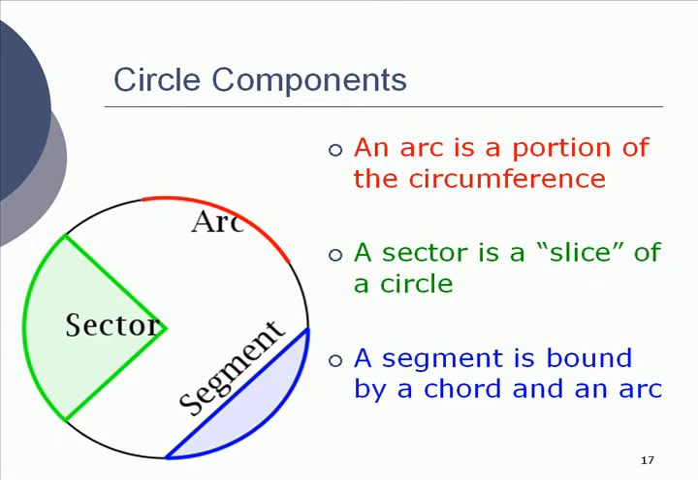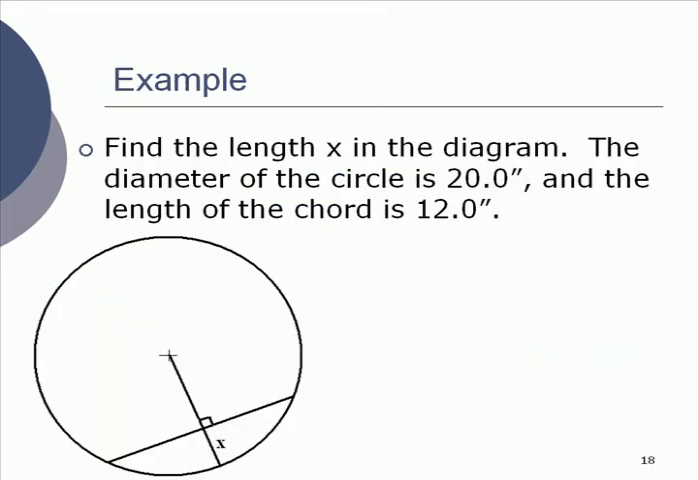Well, let's do another quick example here. We've got a circle here. The circle's got a diameter of 20 inches, and that chord that's shown is 12 inches long. We want to find out what the length of x is. Well, here's a fact that's listed in your book. Your book gives a lot of properties of circles, chords, and whatnot.